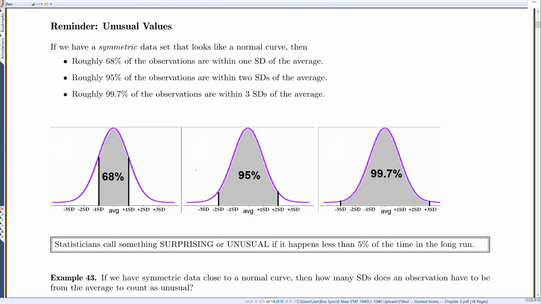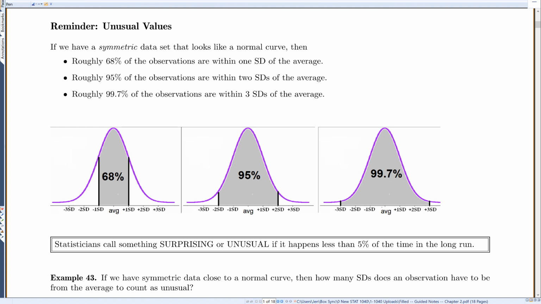So we talked about this back in chapter 1, but if we have a symmetric data set that looks kind of like a normal curve, then about 68% of our observations are within 1 SD of the average. 95% of the observations are within 2 standard deviations of the average, and 99.7% will be within 3 standard deviations of the average. And here's a nice graphic to remind us.